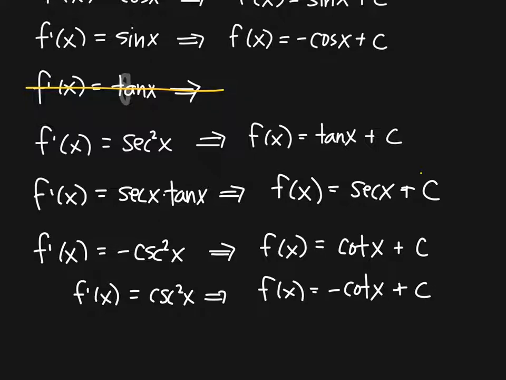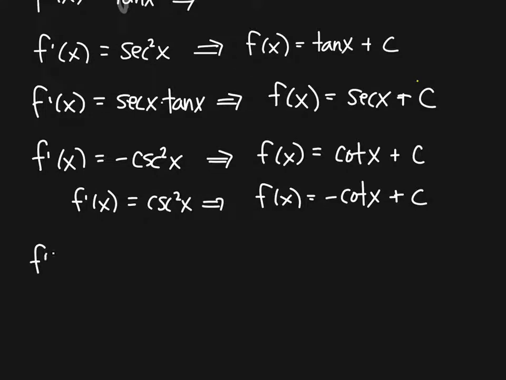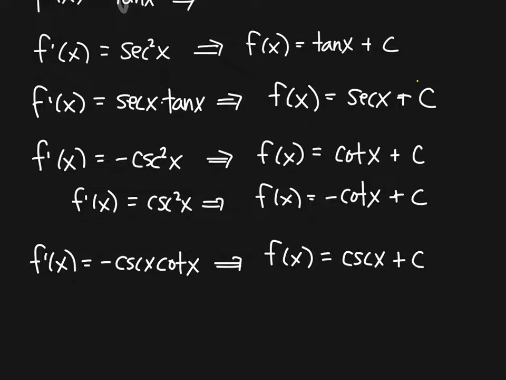And we've got one more. Okay, so negative cosecant x cotangent x. So its antiderivative would be positive cosecant of x. Or if you had the opposite, if you had the positive derivative, then the antiderivative would be the negative part.